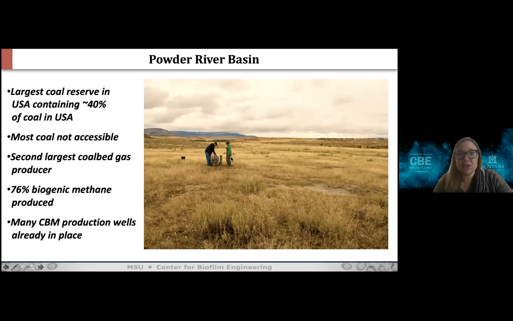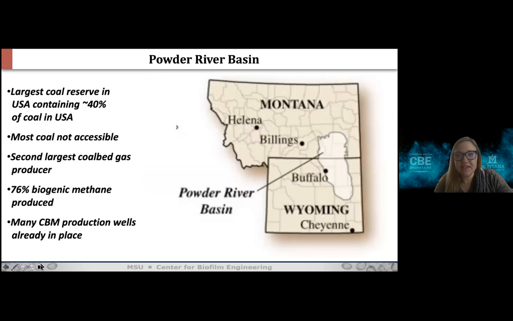This geologic feature contains 40% of the coal in the US. So you can imagine there's a lot of controversy over wanting to mine it and dig this coal up. So what we're trying to do is say, hold on, we think we can come up with a strategy that's less invasive to produce more methane. But a lot of this coal isn't accessible, so they couldn't mine all of it even if they wanted to. So this is where it's located. I live right over here, and it's about a 3-hour drive over to the Powder River Basin.